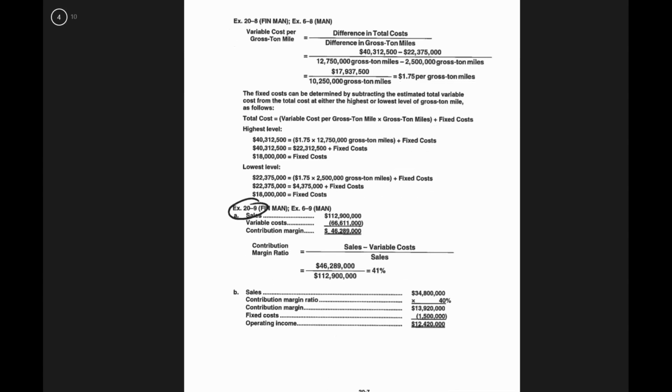And then number 9, we're starting to calculate contribution margin and contribution margin ratio. In this case, Young Company budgets sales of 112.9 million, fixed cost of 25 million, and variable cost of 66.6 million. What is the contribution margin ratio? We have to get to the contribution margin first. Sales minus variable costs gives us our contribution margin. Then we take that 46 million and divide it by our total sales, and we get a contribution margin ratio of 41%.